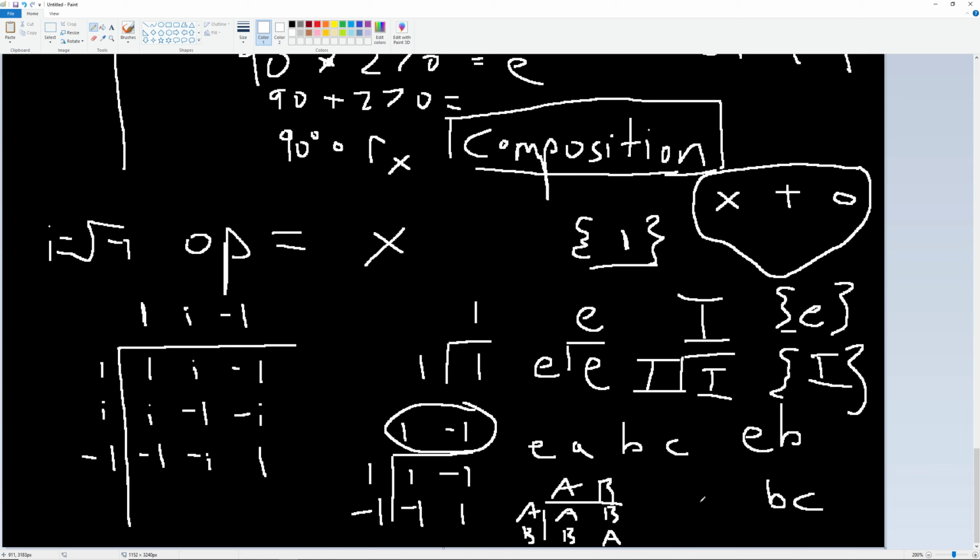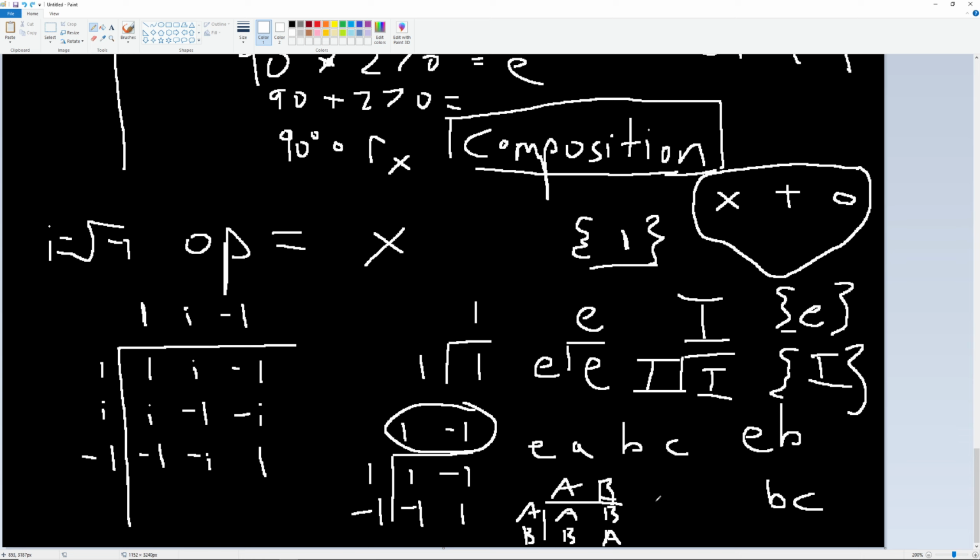Right? And so if you were given just this multiplication table, you might be asked, what is the identity element here? Is it A or B? Well, you have to work it out. B times B is A, so that's definitely not the identity, because anything composed with the identity should give back the thing. So it should be B here.